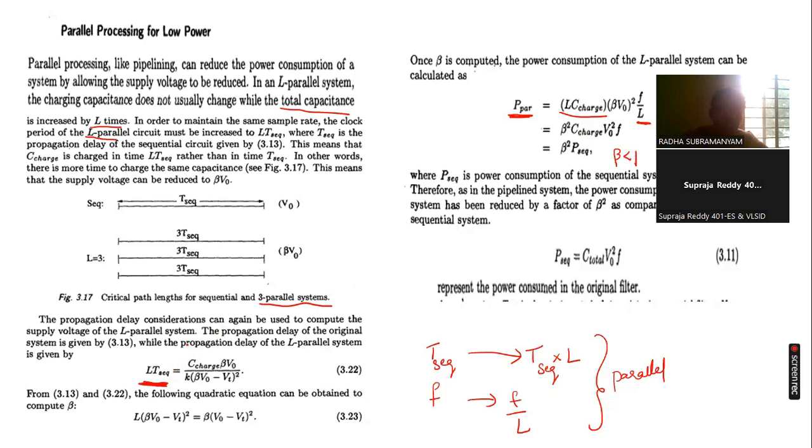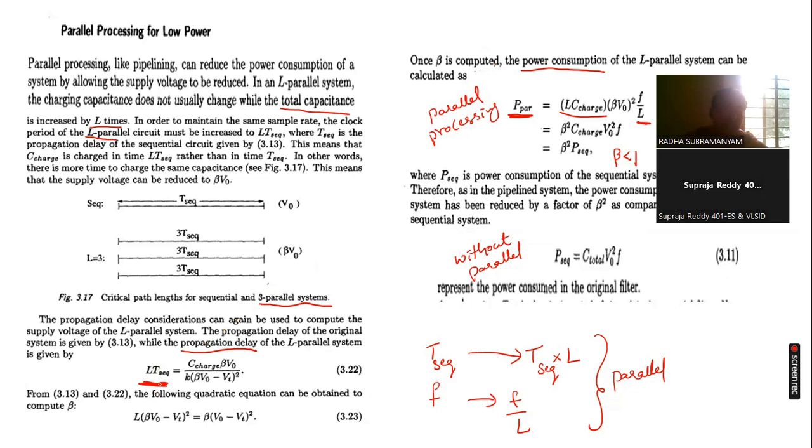Now similarly, this is the propagation delay. Two formulas we have, power consumption and propagation delay. The right side formula is for power consumption in parallel processing. And here, this is the power consumption without parallel processing. It changes by beta square, and that beta value is less than 1. So if beta value is less than 1, beta square is also less than 1. So actually power consumption is reduced. With parallel processing, power consumption is reduced compared to without parallel processing.